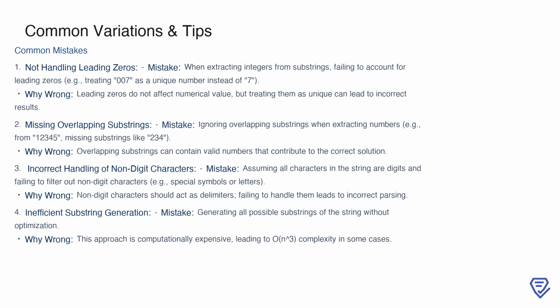Another issue arises when overlapping substrings are ignored. For instance, in a string like 12345, substrings such as 234 could easily be overlooked, even though they contain valid numbers. It's also critical to properly handle non-digit characters. Sometimes, people assume the string only contains digits and fail to filter out letters or symbols. Non-digit characters should act as natural delimiters, helping you identify where one number ends and another begins.